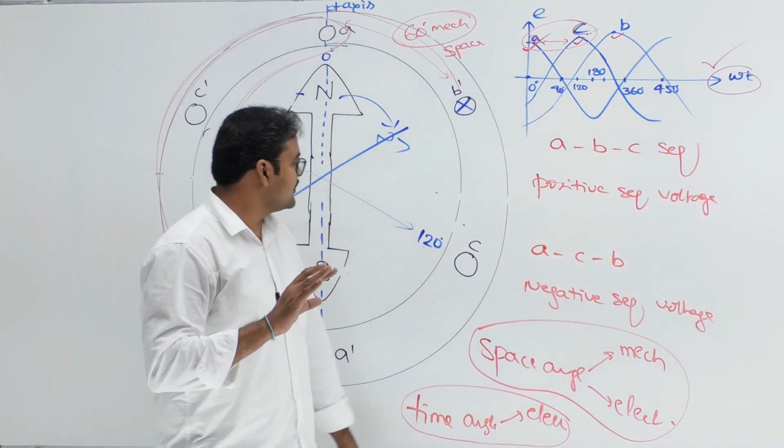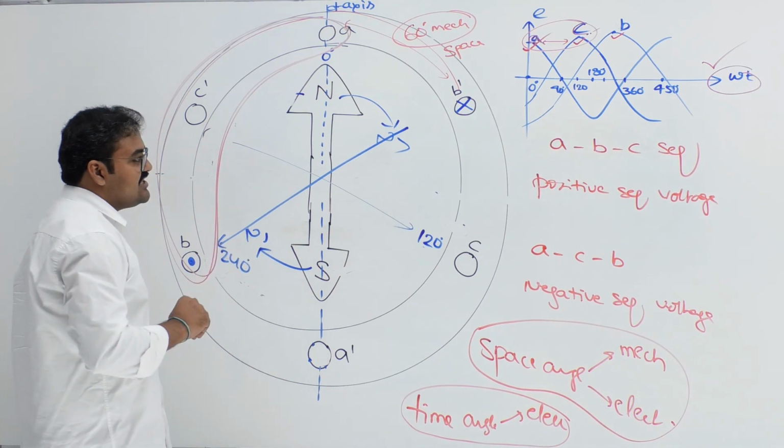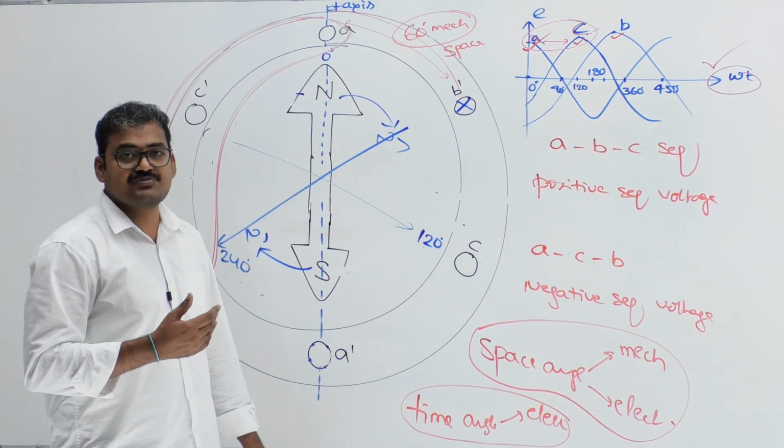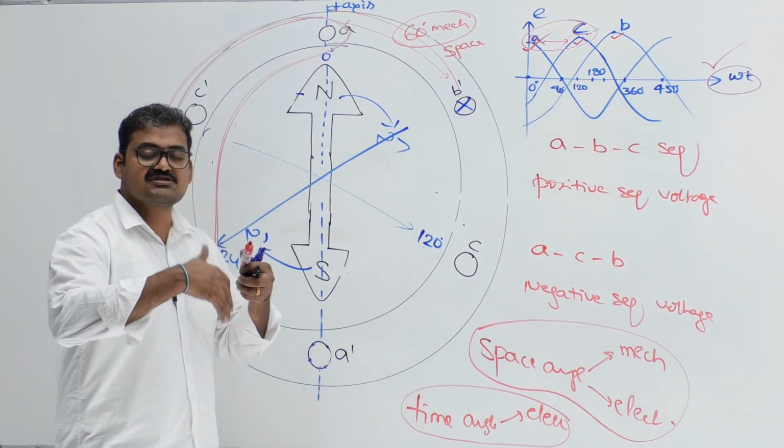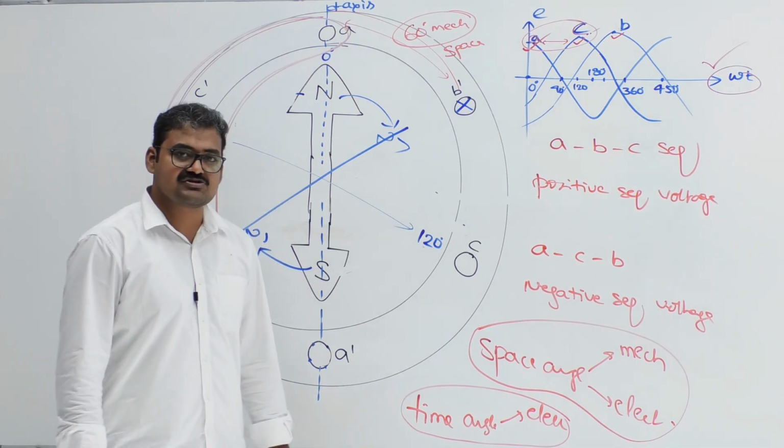Okay, fine. So how to reverse the phase sequence of voltage generation in a synchronous machine? By reversing the rotation of the rotor. When rotor rotation is reversed, the phase sequence will also reverse.